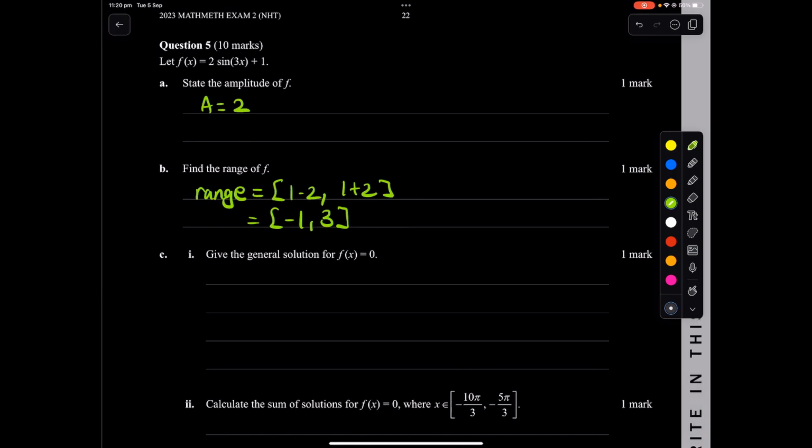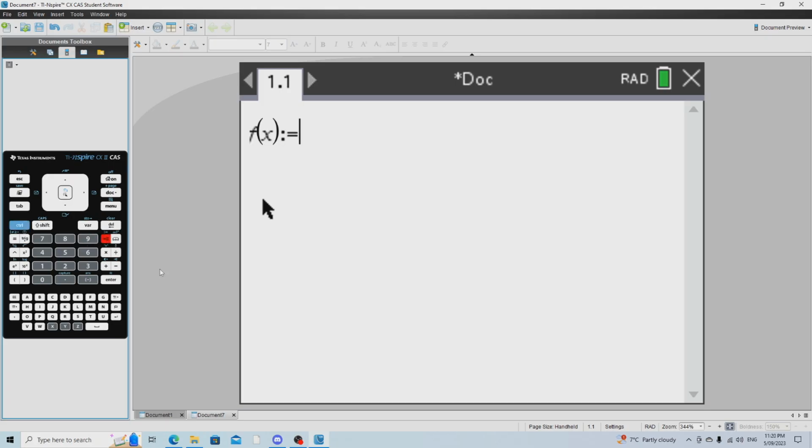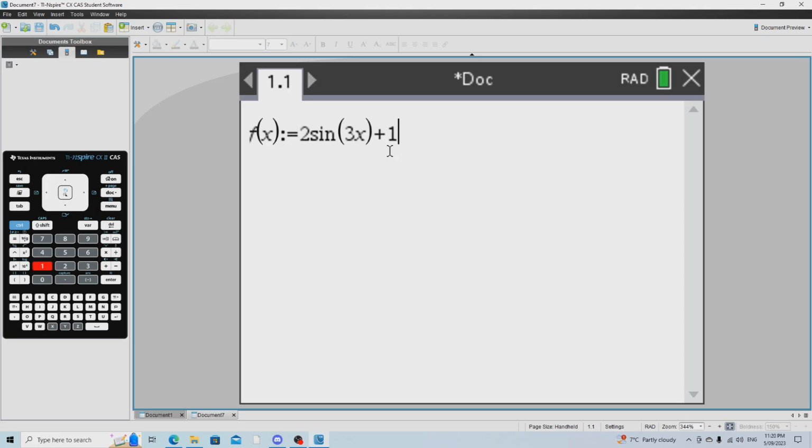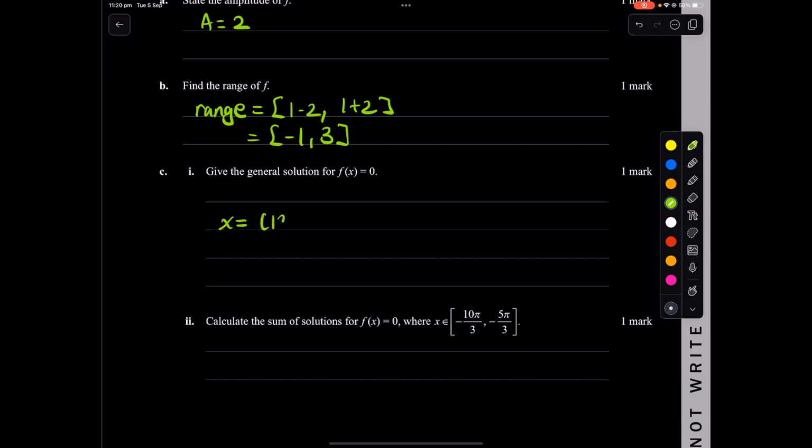I'm just going to use the calculator here. Control N this. Solve. Well, I'm going to define the function actually. So f of x is 2 sine 3x plus 1. And we want to solve f of x equals 0 for x, and it gives us 2 general solutions, so let's write those. x equals (12n minus 1) pi all over 18, and x equals (12n plus 7) pi all over 18, where n is an element of all integers.